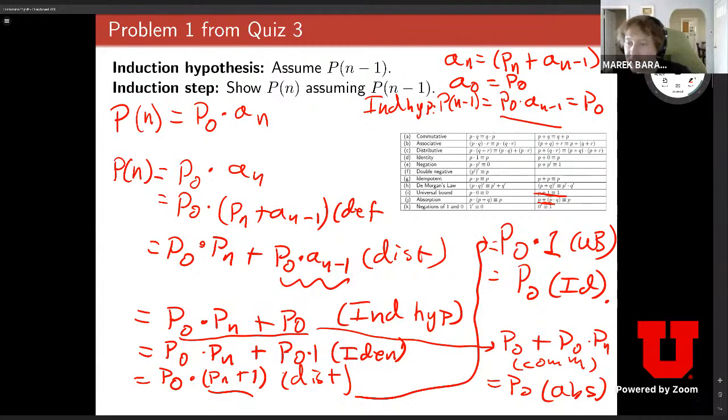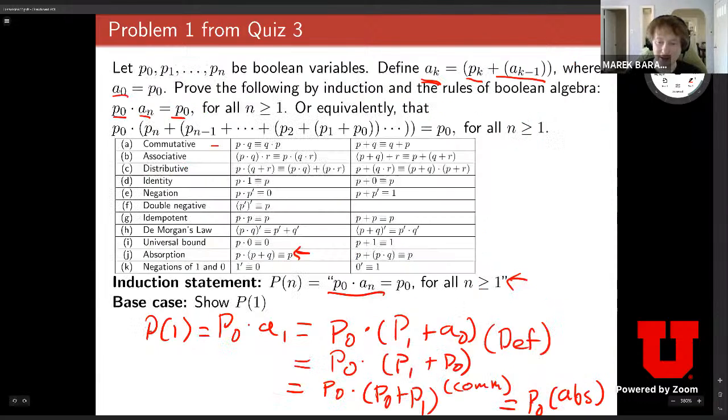I'm looking at comments. Someone applied absorption and commutative. Yep. Can you show the base case? Okay, we got to P0 times (P0 plus P1). And then we said we can apply the absorption rule to get P0. Does that help? I'll take that as a yes.